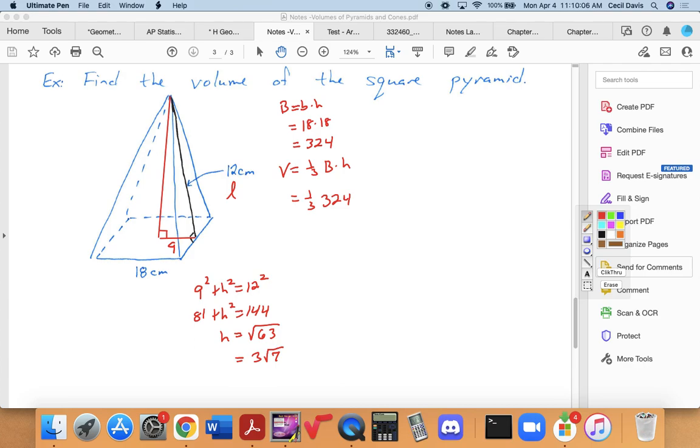In case you're wondering how I did that so fast, 9 is a perfect square and it divides evenly into 63. The square root of 9 is 3, and 9 goes into 63 7 times. So this would be times 3 square roots of 7. And the really nice thing is the 1/3 times the 3 is just 1. So this is 324 square roots of 7 cubic centimeters.